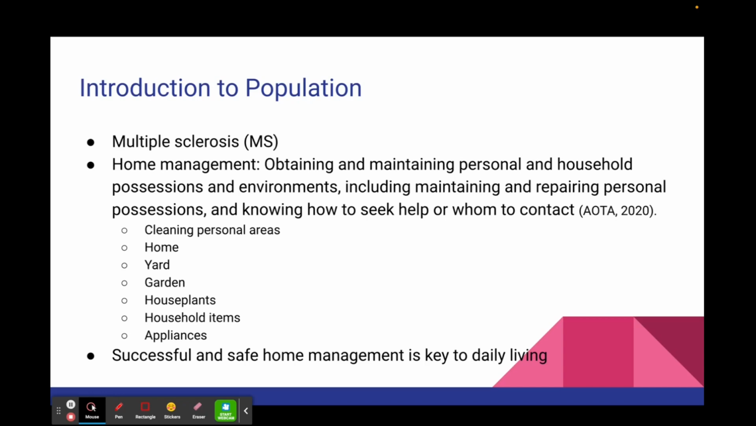And as we know from the OTPF, this includes obtaining and maintaining personal and household possessions and environments like the home, yard, garden, houseplants, appliances, and vehicles, including maintaining and repairing personal possessions such as clothing and household items, and knowing how to seek help or whom to contact. Successful and safe home management is key to daily living.